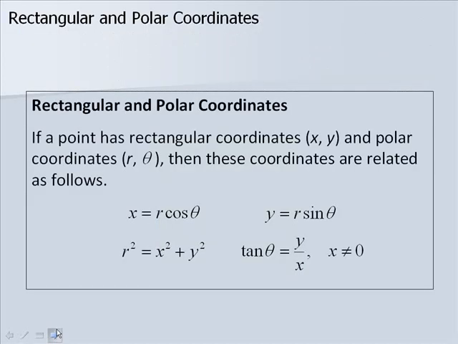If a point has rectangular coordinates x, y, and polar coordinates r, theta, then these coordinates are related as follows. x equals r cosine of theta, y equals r sine of theta, r squared equals x squared plus y squared, or r equals the square root of x squared plus y squared. And the tangent of theta equals y over x, where x is not 0.